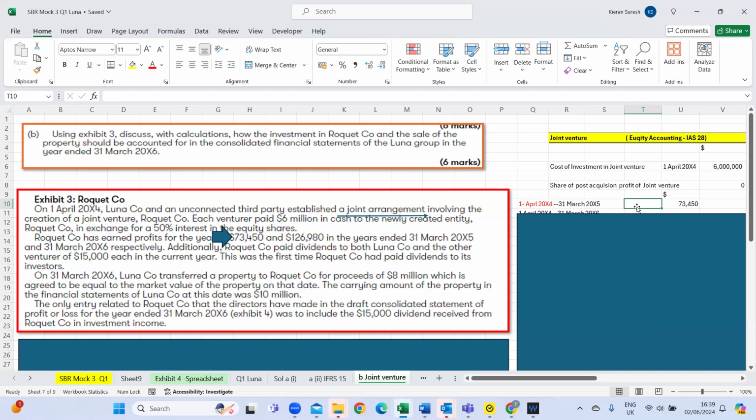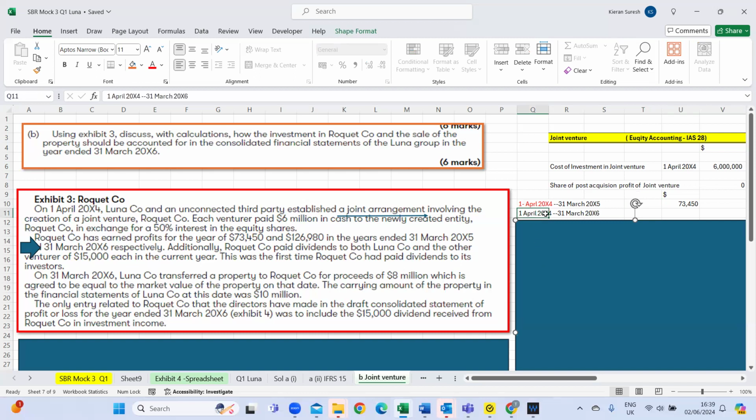So if you add those two figures, that is your post-acquisition profit. And then the second year, they're saying this profit, 126,980, was made in the 31st of March 2016. That means the second year. Right? So the second year was made in 31st of March 2016.